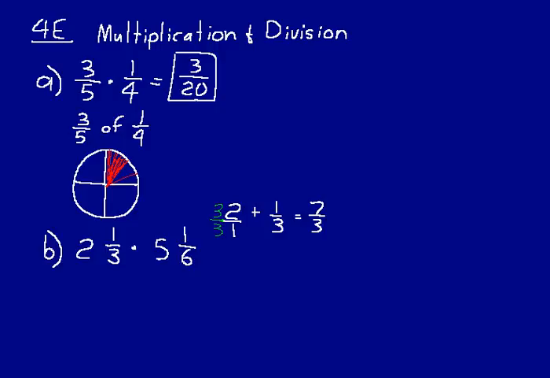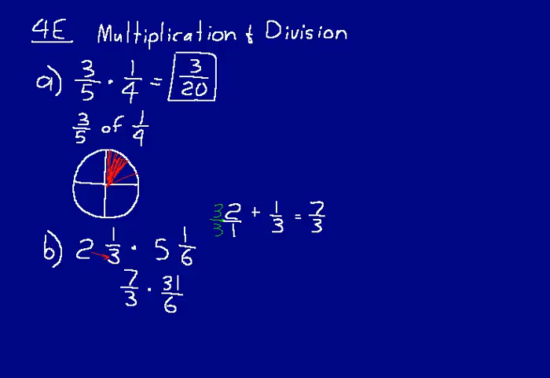The shortcut method on that is just to multiply the whole number by the denominator, which is 6, and then add the numerator to that, and that would be 7, and then we write it over the denominator of 3. So let's do that for 5 1/6. We do 5 times 6 is 30. Add the numerator, which is 1, so that would be 31 over 6. Okay, so then let's put our 7/3 in here. 7/3 times 31 over 6.